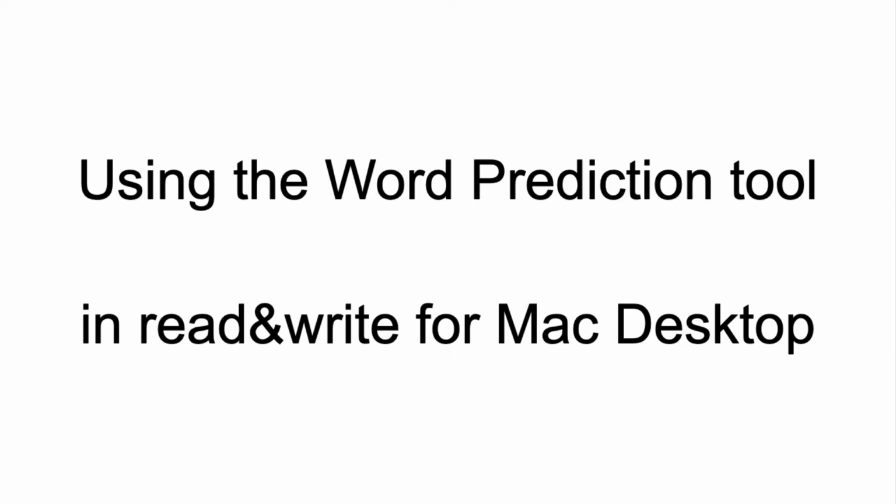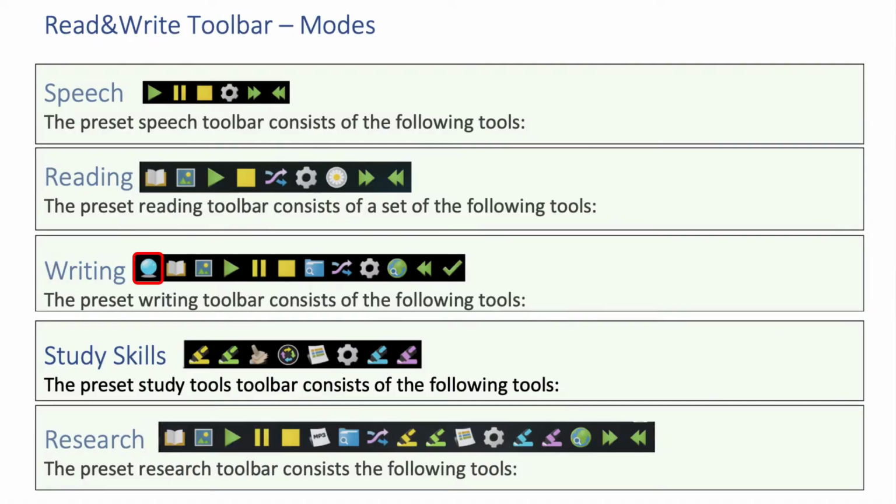This video will describe how to use the word prediction tool in Read and Write for Mac. This tool can be used to assist students in identifying the correct spelling of a word, or it can be used to reduce the number of keystrokes required to type a word. The word prediction icon can be found on the writing toolbar.